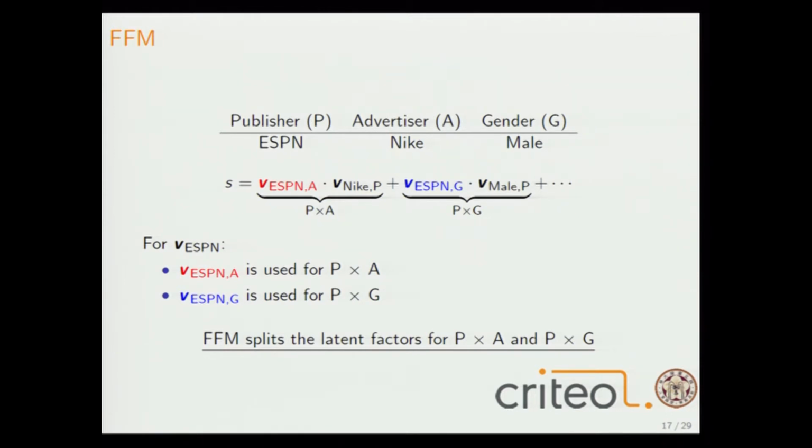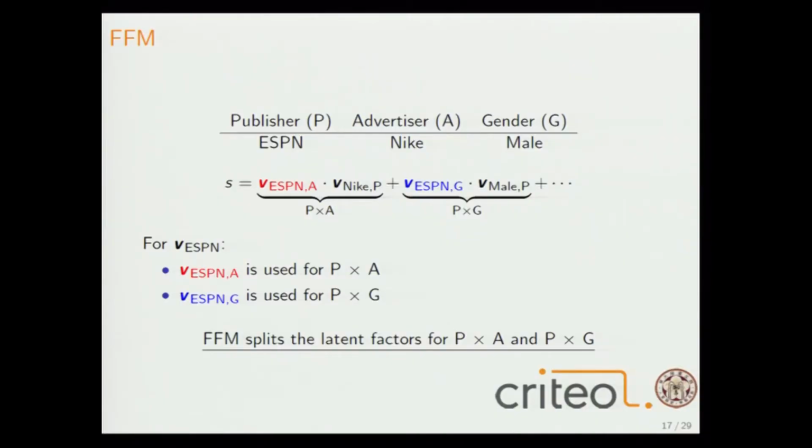And this VESPN-G is used when you are learning the latent vectors between publisher and gender. So here you see how we use the field information to split the latent space and how we use the latent information to choose the corresponding latent factor. So this is why this model is called field-aware factorization machines.